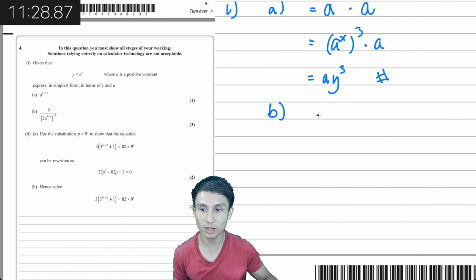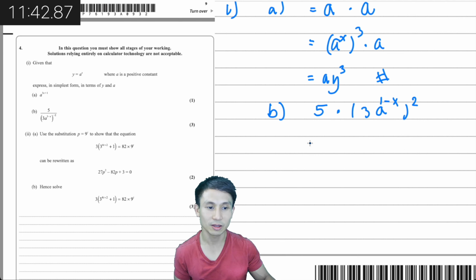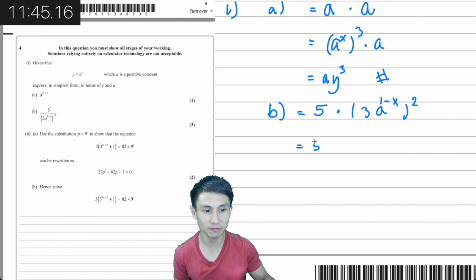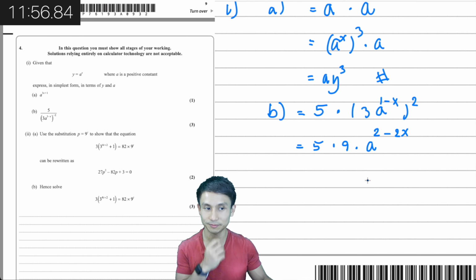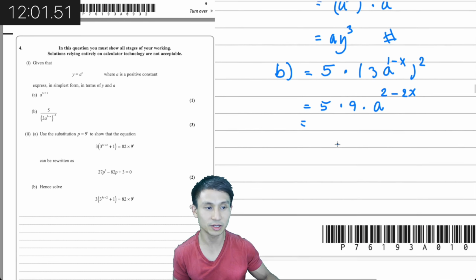So if we just move everything in the denominator up, that's going to be just 5 times everything that they have to the power of 2. Now let's do something with that to simplify. If I distribute the power here, I get 3 to the 2, which is 9, and then a to the 2 minus 2x. We just distribute the power in using a law of index.